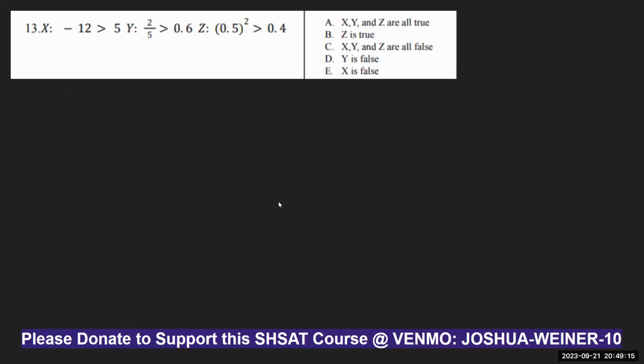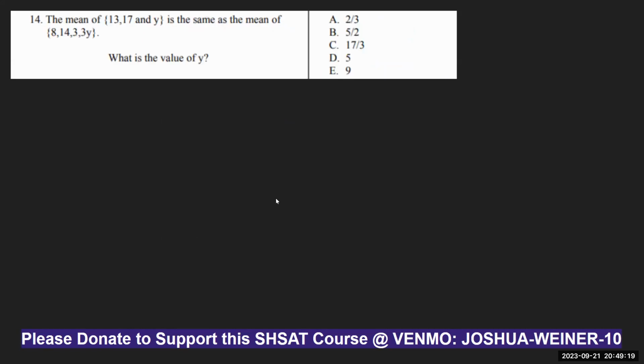All right, let's keep going here. And we're going into the mid-level questions. Let's pick a few more. 14 is a good one to do. Let's do 14. All right, 14 says, the mean or average of these three, 13, 17, and y is the same as the average of 8, 14, 3, and 3y. What is the value of y?